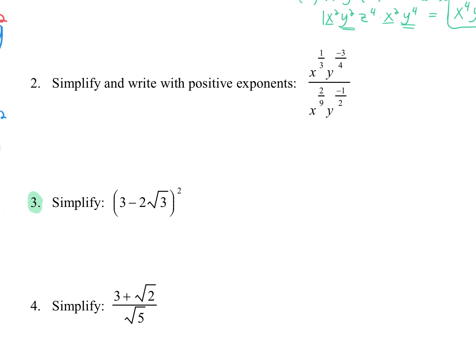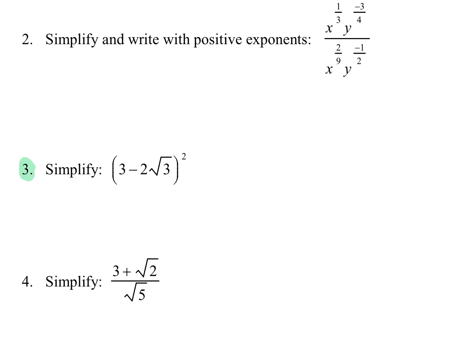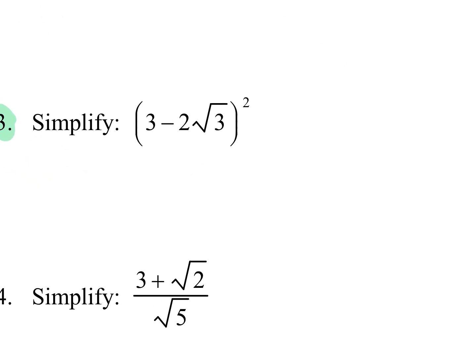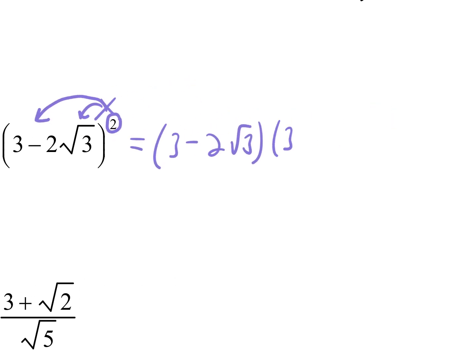All right. I'll let you guys try number 2, but we're going to try number 3 right now. All right, this is the one that I see maybe the most mistakes on. What does this 2 mean we need to do? Are we going to distribute it to each term like this? No. You're going to have to write it twice, FOIL it. Nice, guys. So this is going to be 3 minus 2 square root of 3. And then we get another 3 minus 2 square root of 3.